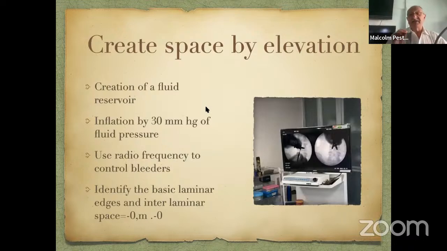There is no natural space in the spine, so we're dependent on creating space in the spine. So we have to create a fluid reservoir. For that, we use 30 millimeters of mercury pressure of fluid. It floats the paraspinal muscles off. We use radio frequency or plasma to control the bleeders. And we identify the basic laminar edges and the interlaminar space.